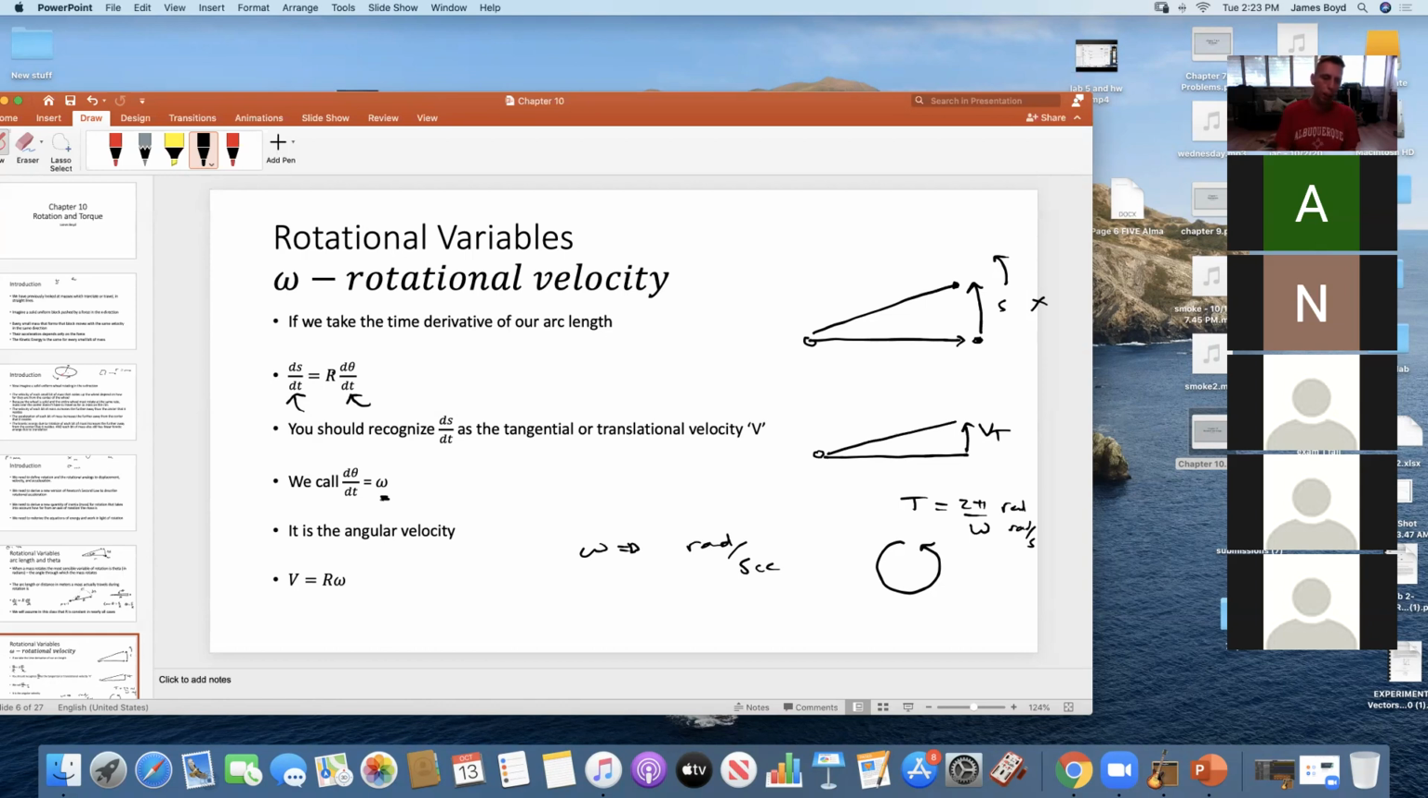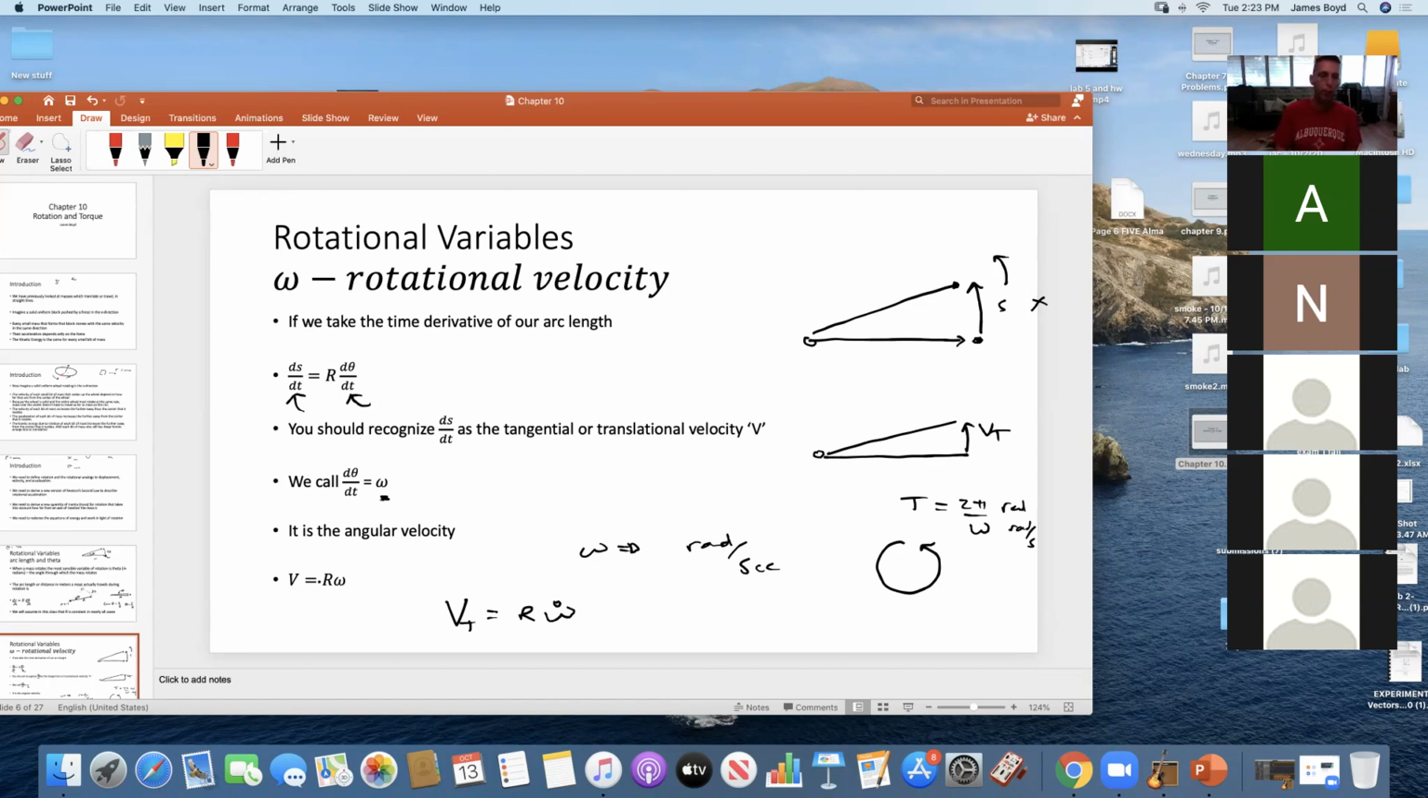But when I plug these things in, I get this really nice relationship. The translational v, the v along here, is equal to r times the angular velocity omega. I will sometimes put a little dot above this. I do that to remind myself that that is not work. That is not some other weird variable. That is straight up angular velocity. It's how fast the angle is changing.